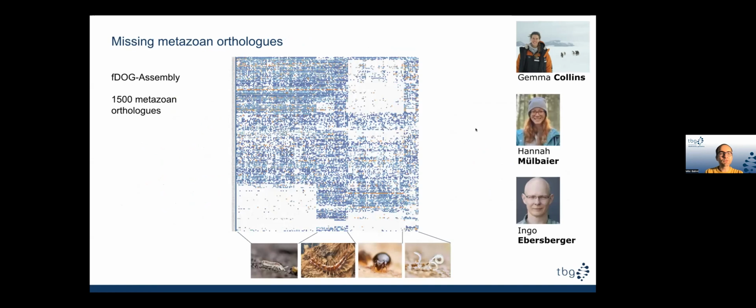All right, and another interesting result from here is that we are identifying quite a number of missing metazoan orthologs in these small soil invertebrates. What you see here is a plot of ortholog presence in Collembola, myriapods, oribatid mites, and nematodes. Ingo Ebersberger and Hanna Mühlbayer from the Goethe University in Frankfurt were performing an assembly-based ortholog identification with FDOG in these draft genomes. This is a new tool which can deal with draft genomes and possibly missing genome fractions. They were basically checking whether 1,500 metazoan orthologs can be found in the soil invertebrate groups.